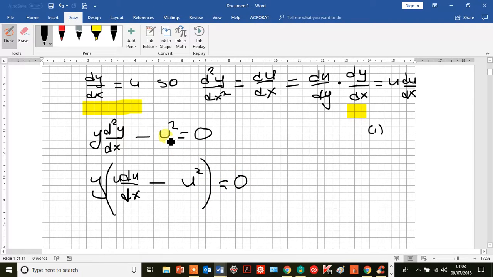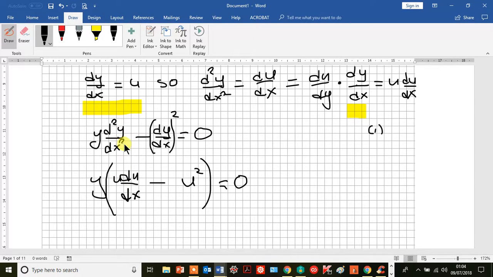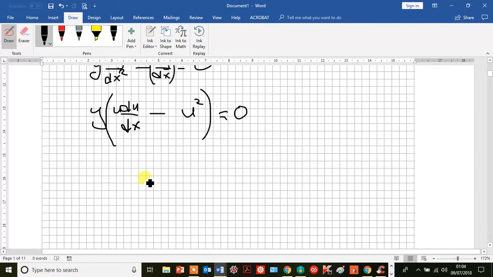By the way, I should have really written that u as dy by dx all squared. I was getting ahead of myself there, which was not very clever. So you can see we've substituted in the term for d squared y by dx squared and the term for dy by dx to get this. And now it's a lot easier to solve.